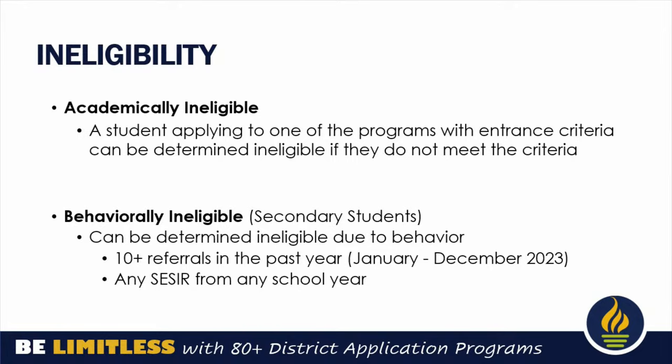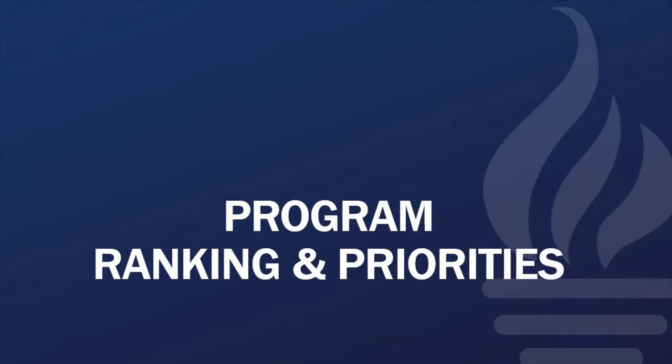For secondary students, they may also be found behaviorally ineligible. And this is determined by several criteria. One is the student has 10 plus referrals in the past year. So that would be the time frame between January and December of 2023, or any assessor from any school year. So those may be two reasons why a student may be found ineligible for district application programs.